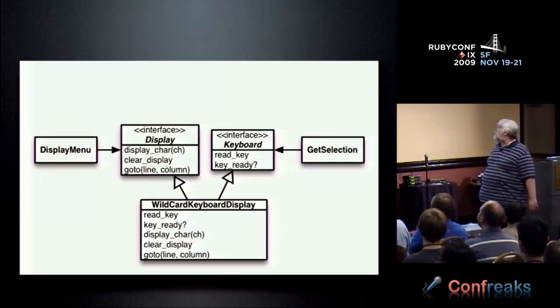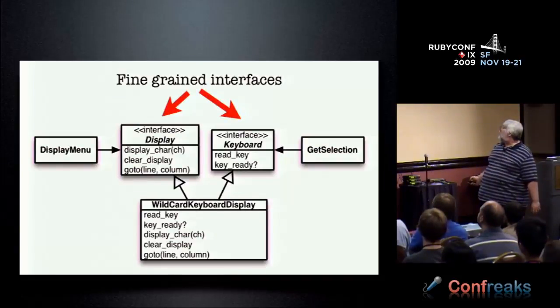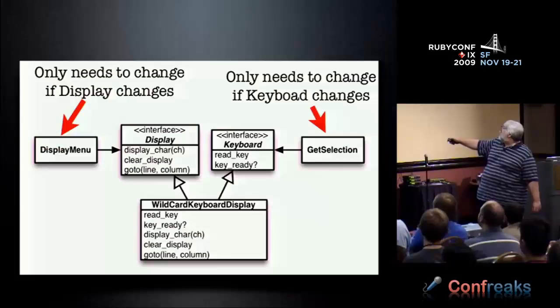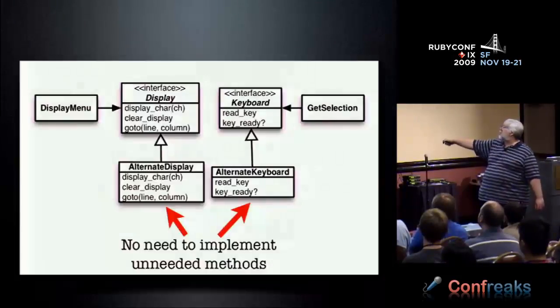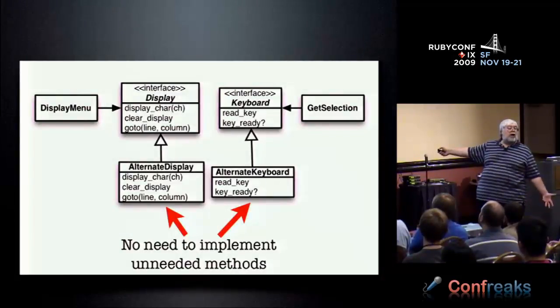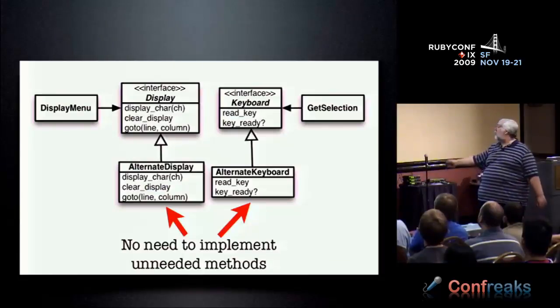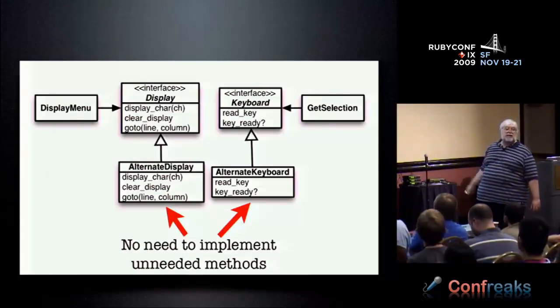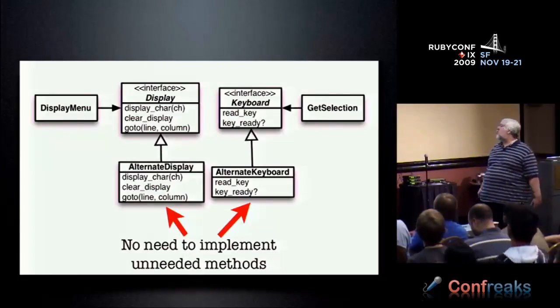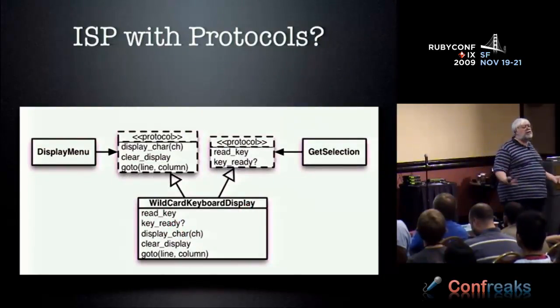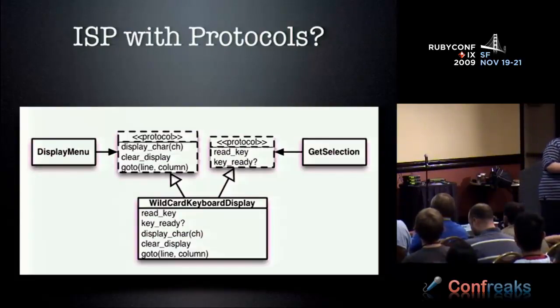The other nice thing about this is that you have fewer reasons to change, and it's easier to implement alternatives. So if I get new hardware that has a separate keyboard and a separate display, I can implement them like this, and it's easier to implement. I don't have to implement display things in this keyboard that doesn't have a display, right? So that's good. But again, in Ruby, we don't deal with interfaces. We've got these protocols.